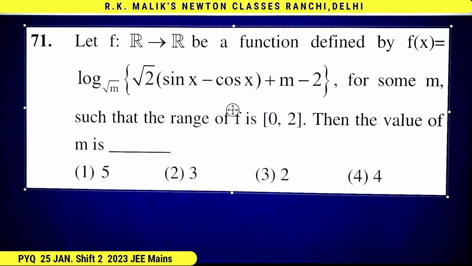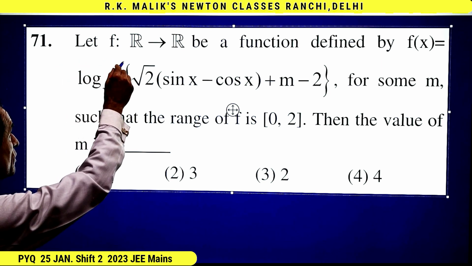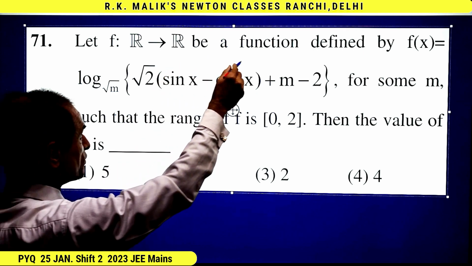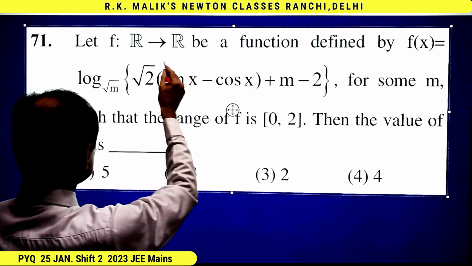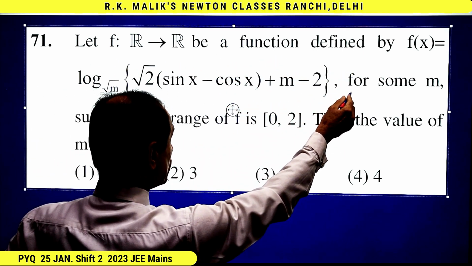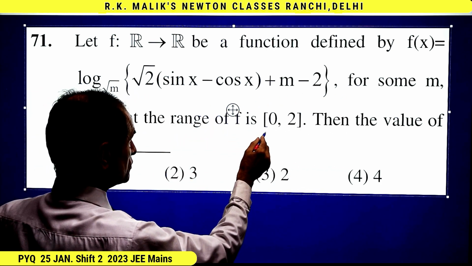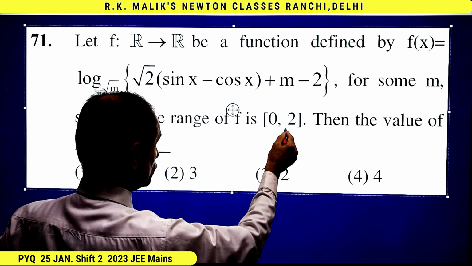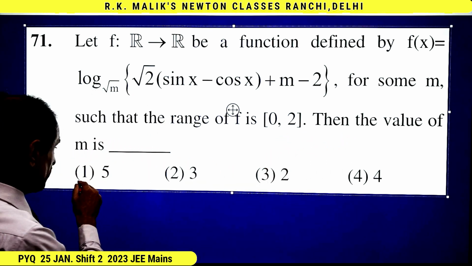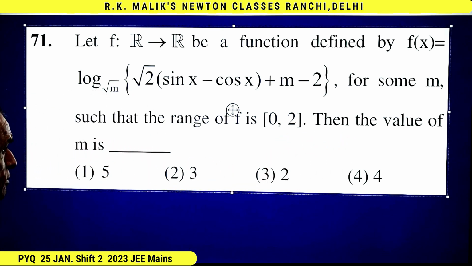In this question, it is given that let f take R to R be a function defined by f(x) equal to this whole expression, for some m, such that the range of f is the closed interval [0, 2]. Then the value of m is, you have to find the correct choice.